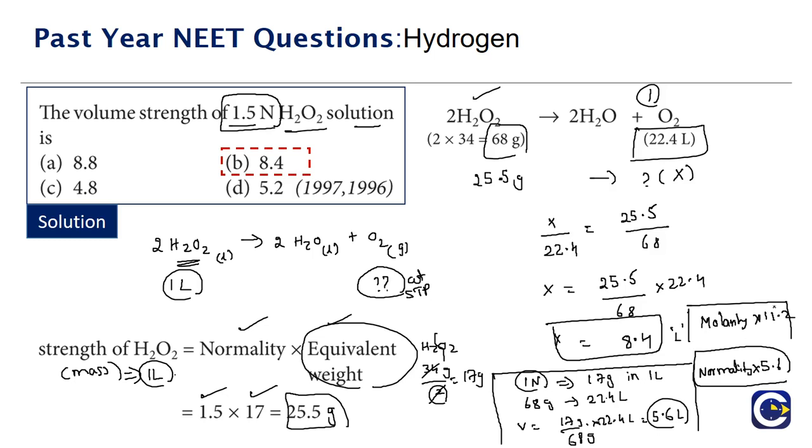So these are the 2 shortcut formulas that we can remember to find out the volume strength of hydrogen peroxide solution. So when they give us the normality, it will be simply normality into 5.6. When they give us the molarity, it will be molarity into 11.2.